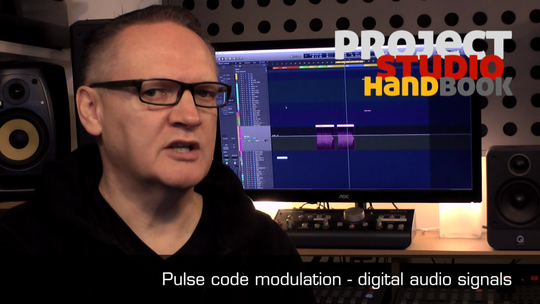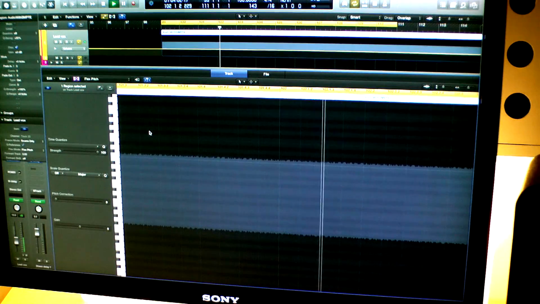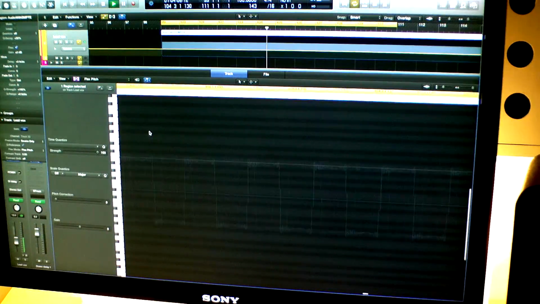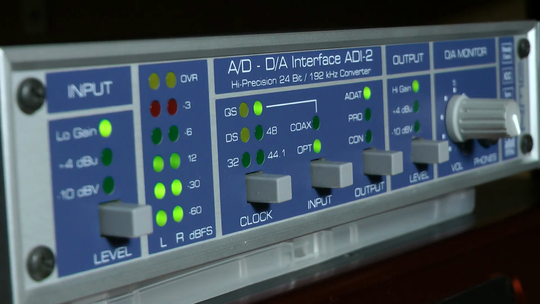In order to represent a sequence of bits and bytes, a digital signal must modulate in a process known as pulse code modulation, or PCM for short. Pulse code modulation produces a pulse wave signal which rises and falls to represent the ones and zeros. Pulse code modulation is at the heart of digital audio signals. The term pulse code modulation is often used in the context of digital signals themselves and the process by which they are created, such as analog to digital conversion.